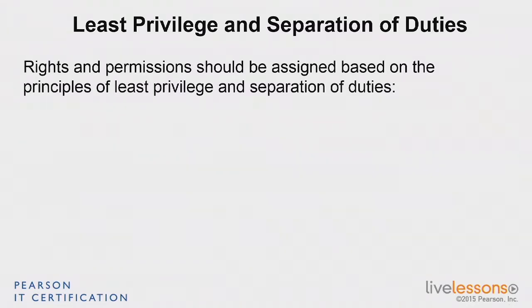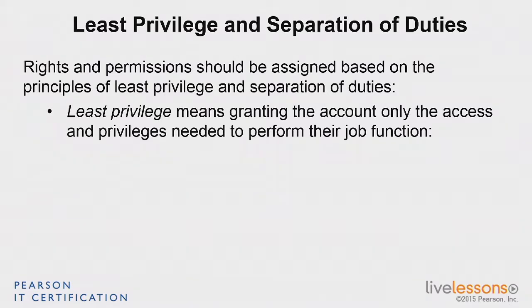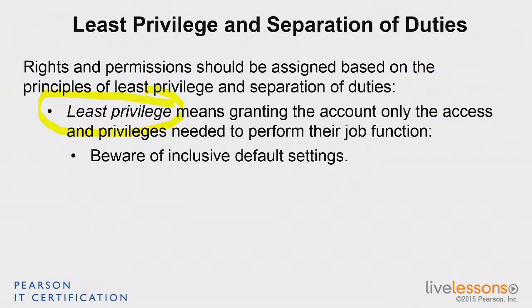Rights and permissions should be assigned to our custodians based on the principles of least privilege and separation of duties. There's no reason to ever assign to anyone, a user or a custodian, any more rights or privileges than they need to accomplish their task. We also may want to consider separation of duties to ensure that we don't have any collusion going on in our organization. Least privilege means granting the account only the access and privileges they need to perform their job. You've seen this come up before, and I guarantee it'll come up on the exam. You want to be aware of inclusive default settings. Those would be settings that have way too many rights and permissions than necessary.